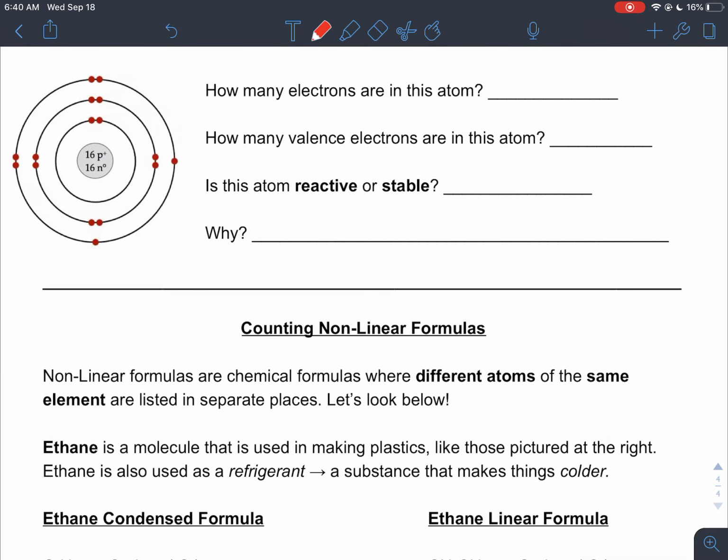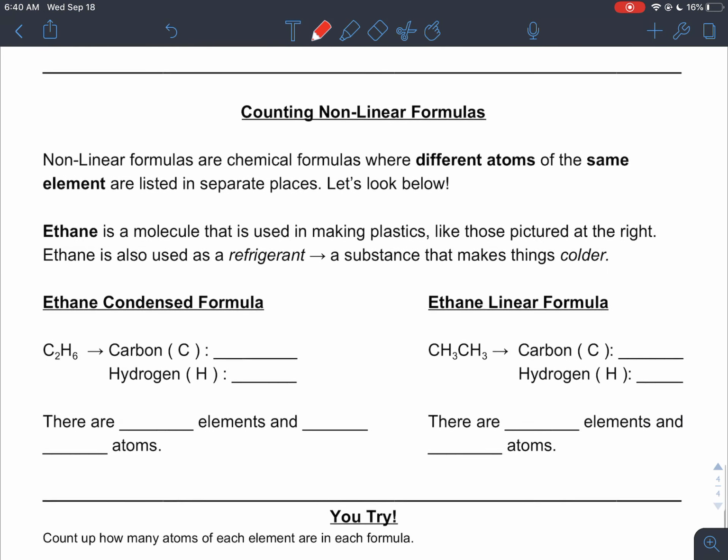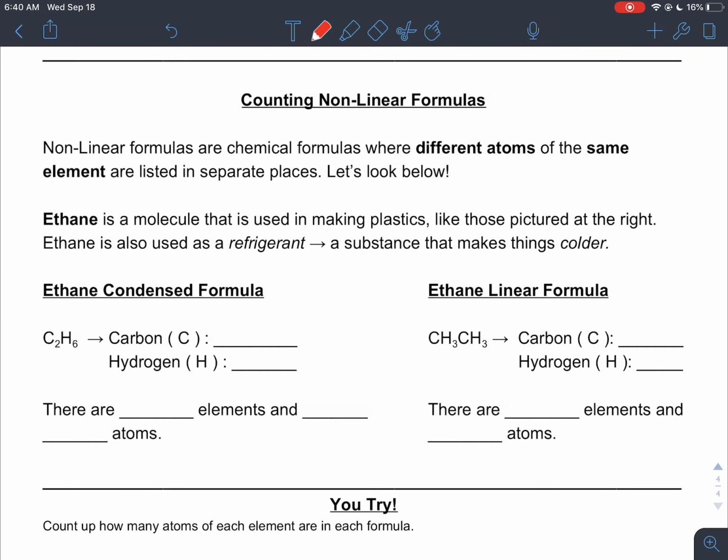Okay? Finally, counting using nonlinear formulas. This is the last example. Nonlinear formulas are chemical formulas where different atoms of the same element are listed in separate places. I want you to write messy room. We talked about how linear formulas are like a clean bedroom. Your socks are all in bundles. They all are gathered together. A dirty bedroom is like these nonlinear formulas. You've got stuff spread out everywhere, so your counting gets a little bit tougher.